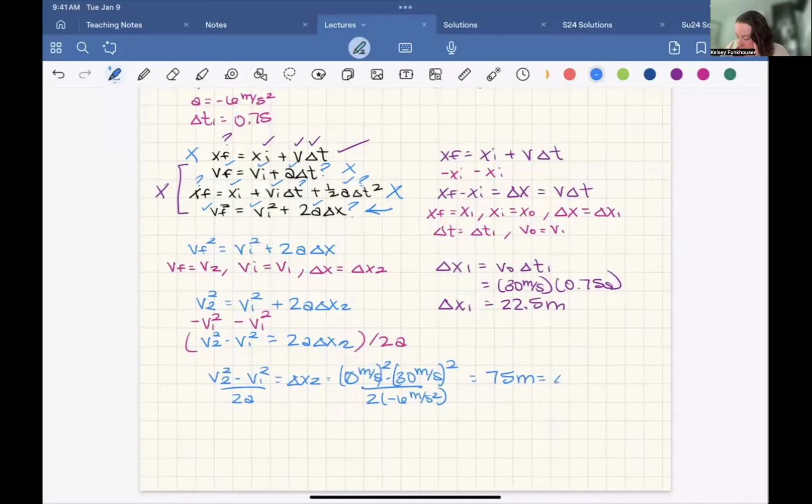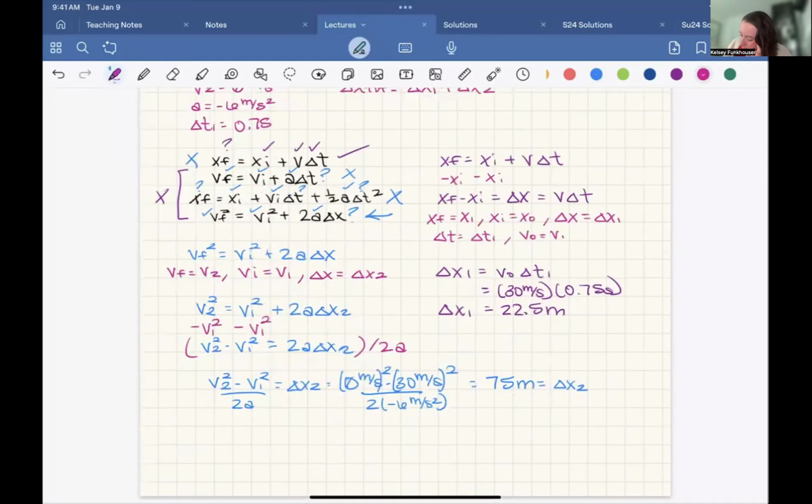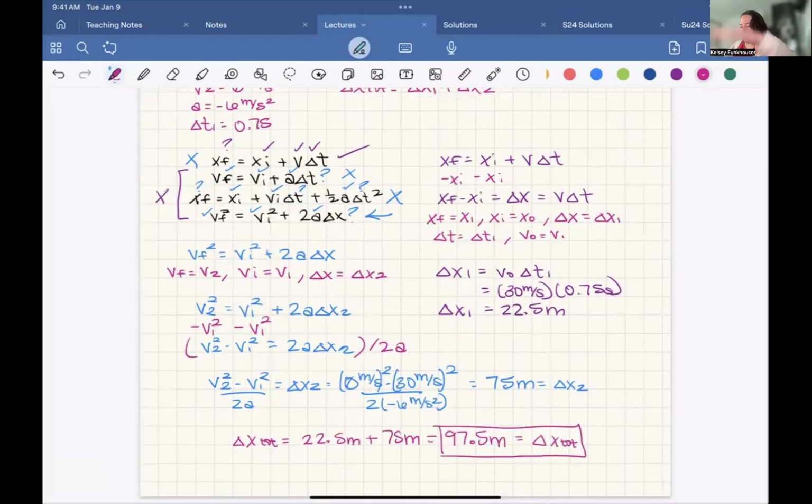So that's displacement 2. To get the final answer, we just combine the two displacements so that we can get the total displacement to go from seeing the obstacle to a complete stop. And so that's 22.5 meters plus 75 meters, which is 97.5 meters. So that's pretty far to travel to stop. But yeah, that is the answer to this question.